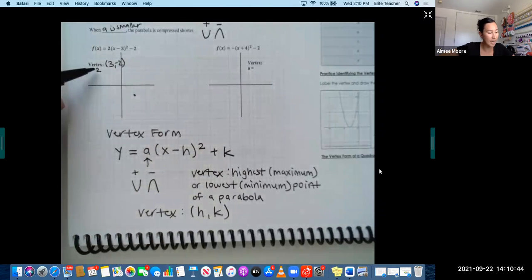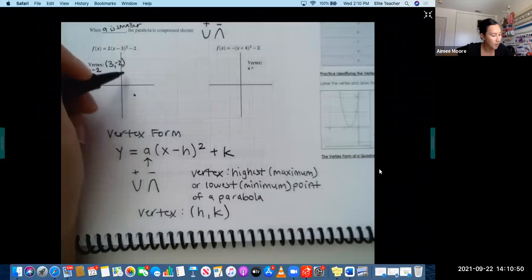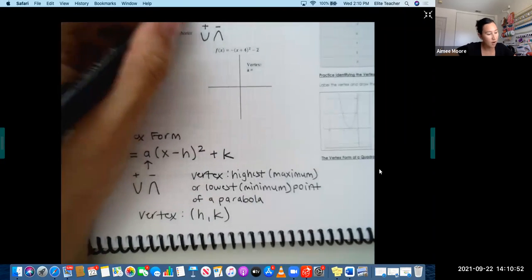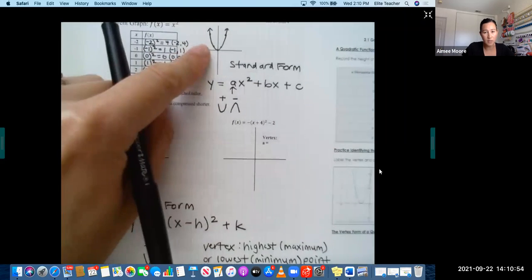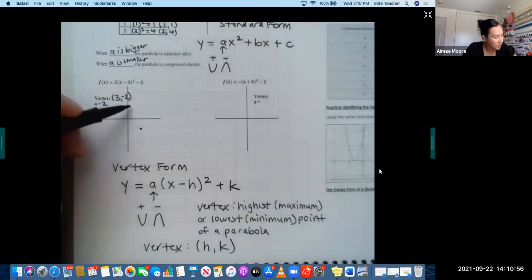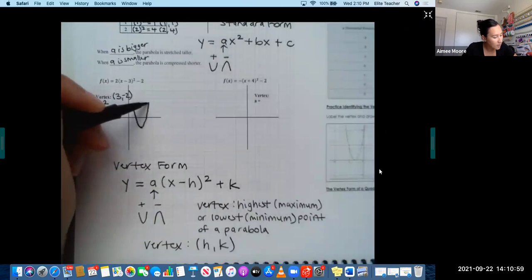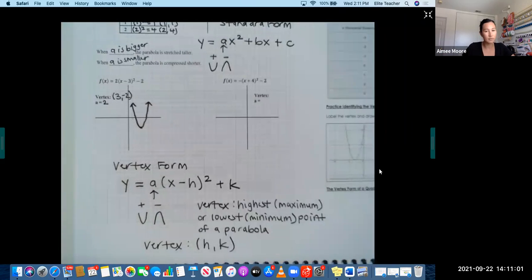And then since A is +2, we know it's opening up, and it's greater than 1, which means it's going to go up a little bit quicker than our parent graph up here. So we're going to try to make it a little bit skinnier to show that A is 2. And that's just a rough sketch of what 2 times x minus 3 squared minus 2 would look like.